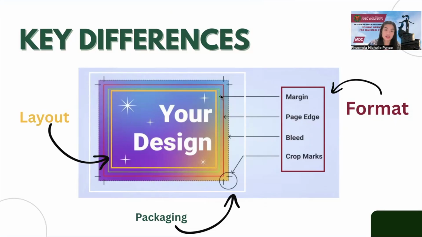Okay, so here's an anatomy of our whole paper. When we say format, we mean its margin, page edge, the bleed, the crop marks, the page numberings, if there are any. Now, when I say layout, it's the overall arrangement of the fonts and the designs that we have. As you can see here, it's the one under the yellow square. Now, the packaging is the overall look of our whole paper. I hope that is clear.